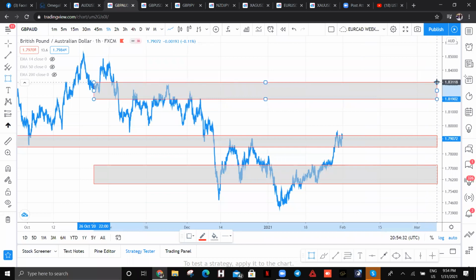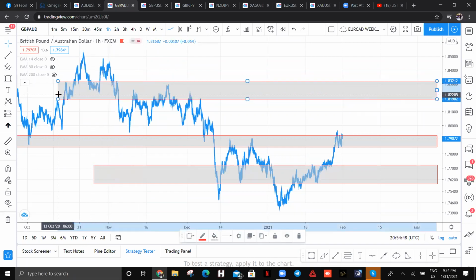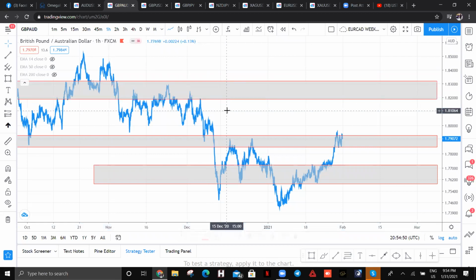Which is this place here, sure you can see my cursor here up to this place. From this place up to this place. Then I'll just draw it. Okay. So now I've identified my zone.